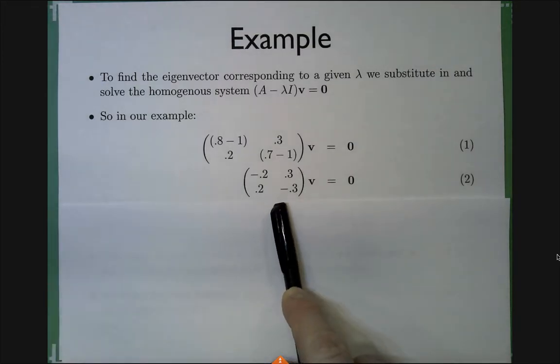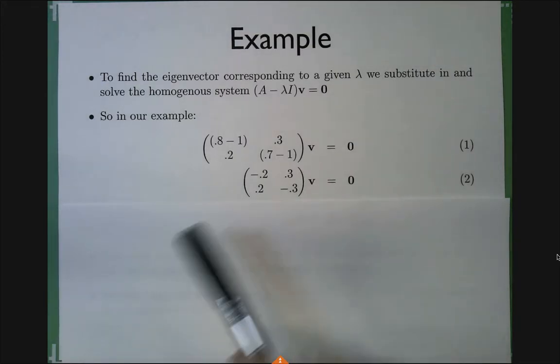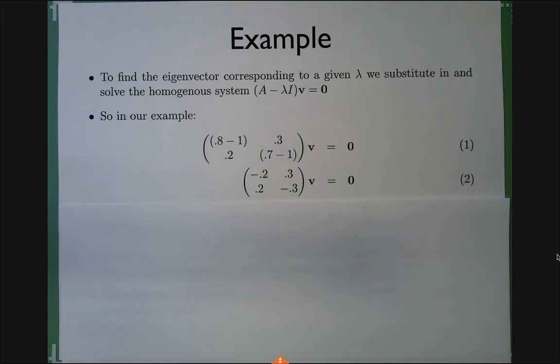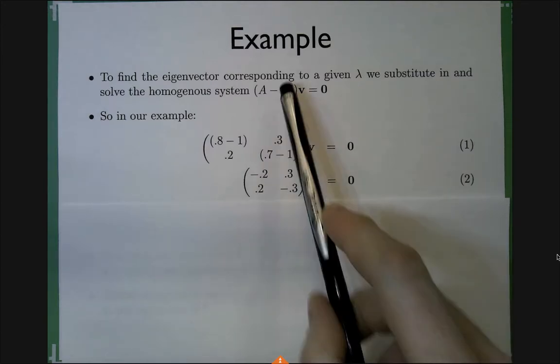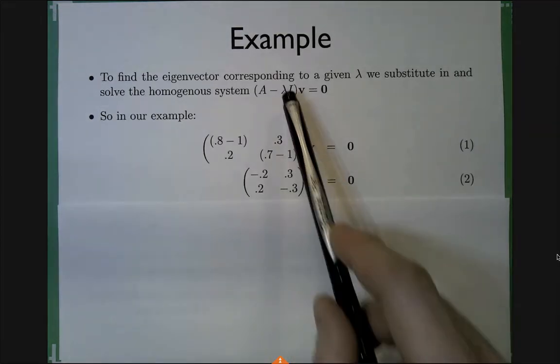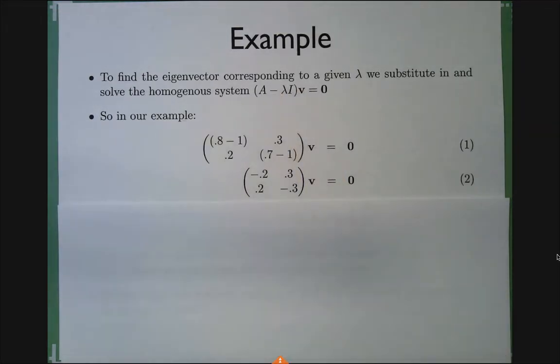So notice that this matrix is singular. That's the whole point, right? If you are doing this calculation and you don't get a singular matrix, then you have a bug somewhere. You made a mistake somewhere, because that's exactly how we computed the eigenvalues, such that this matrix is singular.